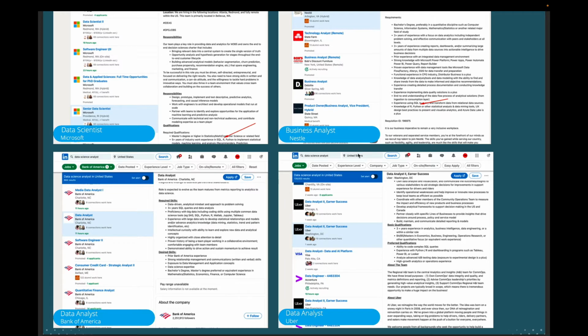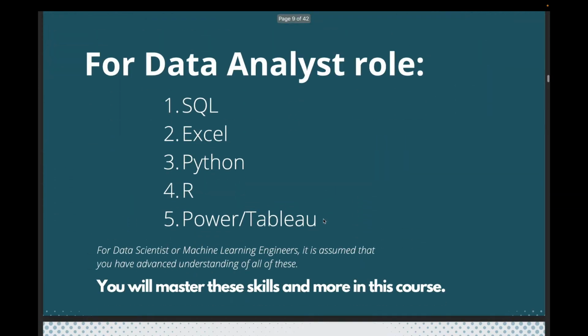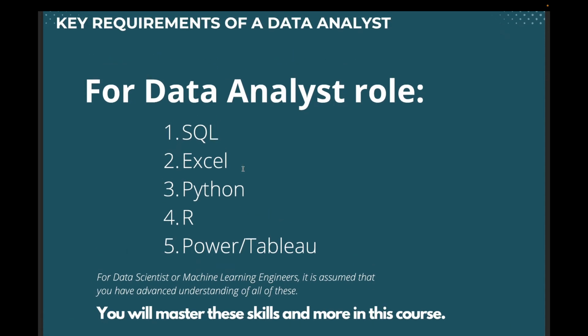Okay, so if you want to get the job, you need to get the skills that the job requires. So that's what we are doing. We are giving you the skills to meet the job requirements. You can see that for the data analyst role, you will need SQL, Excel, Python, R, Power BI, and Tableau. That's what you're going to do in this course. We've put these together for you so that you'll be able to master them, meet the job requirements, and get the job of your dreams.